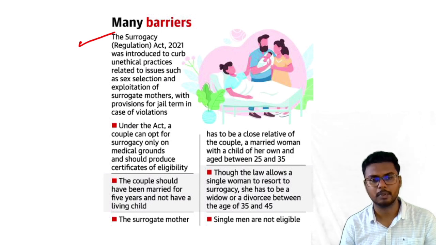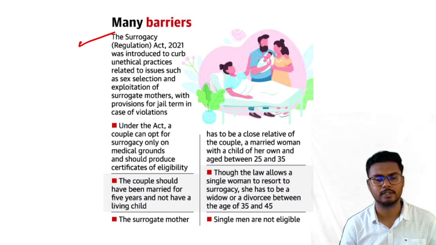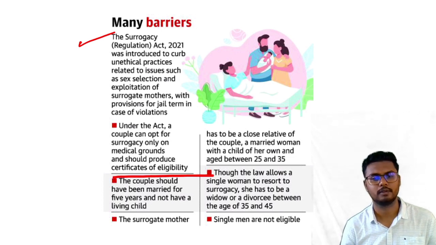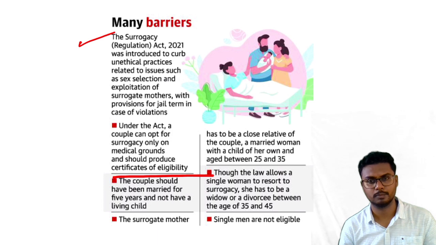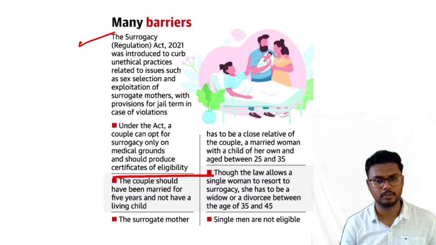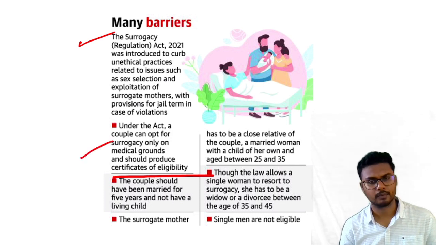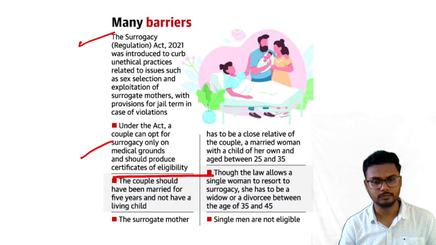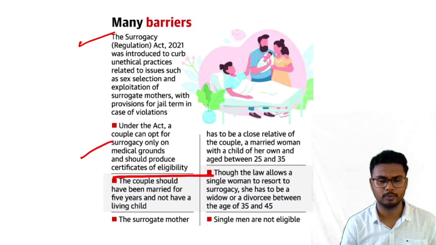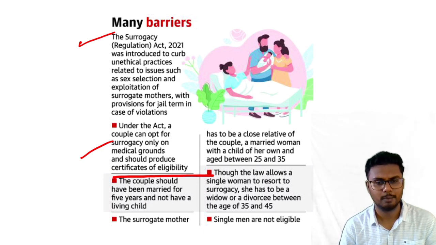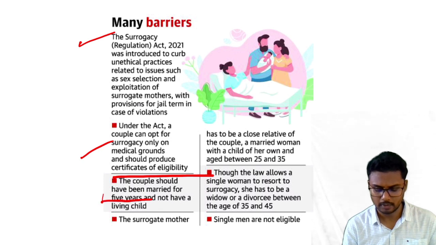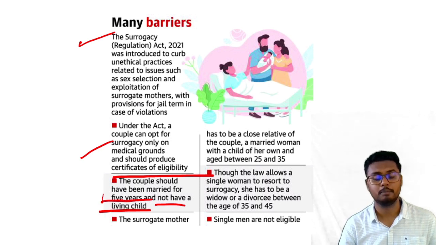Basically, under the act, a couple can opt for surrogacy only in certain cases, that is, only on medical grounds, and should produce eligibility certificates, meaning they are infertile or the original mother is unable to carry the womb or go through pregnancy. Once such documents or proofs are produced, only then can a surrogate mother opt for giving birth. Also, the couple willing to take the help of a surrogate mother should have been married for at least 5 years and should not have a living child. This is the main requirement.